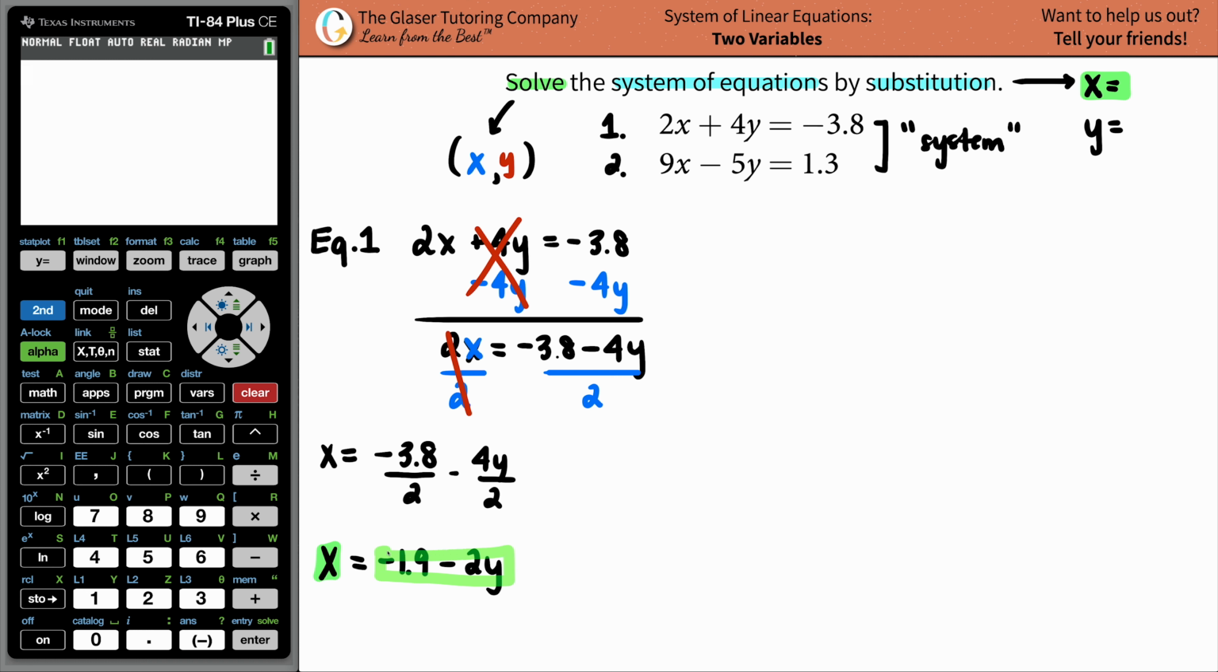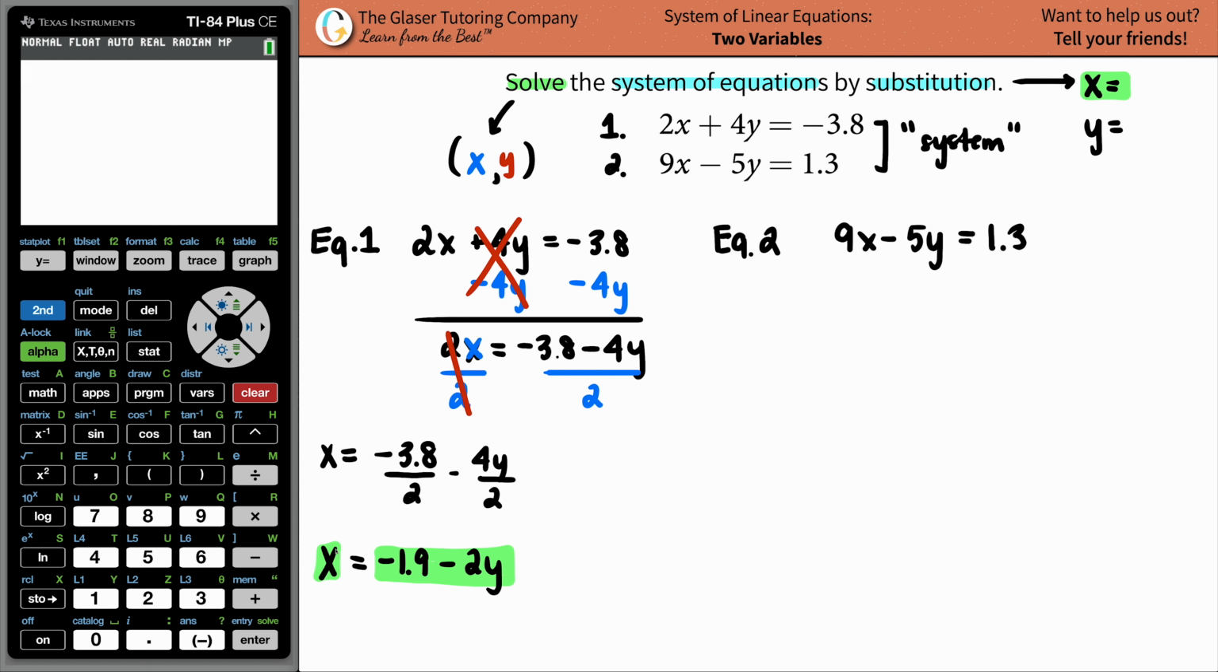Now here's the thing with the substitution method: if you picked equation 1 to do the x equals or the y equals, the next step has to be the other equation. You can't take this and substitute it into the same equation. You're just going to get zeros. So I have to take equation 1 and plug it in, or substitute it, into equation 2. Equation 2 was 9x minus 5y equals 1.3.